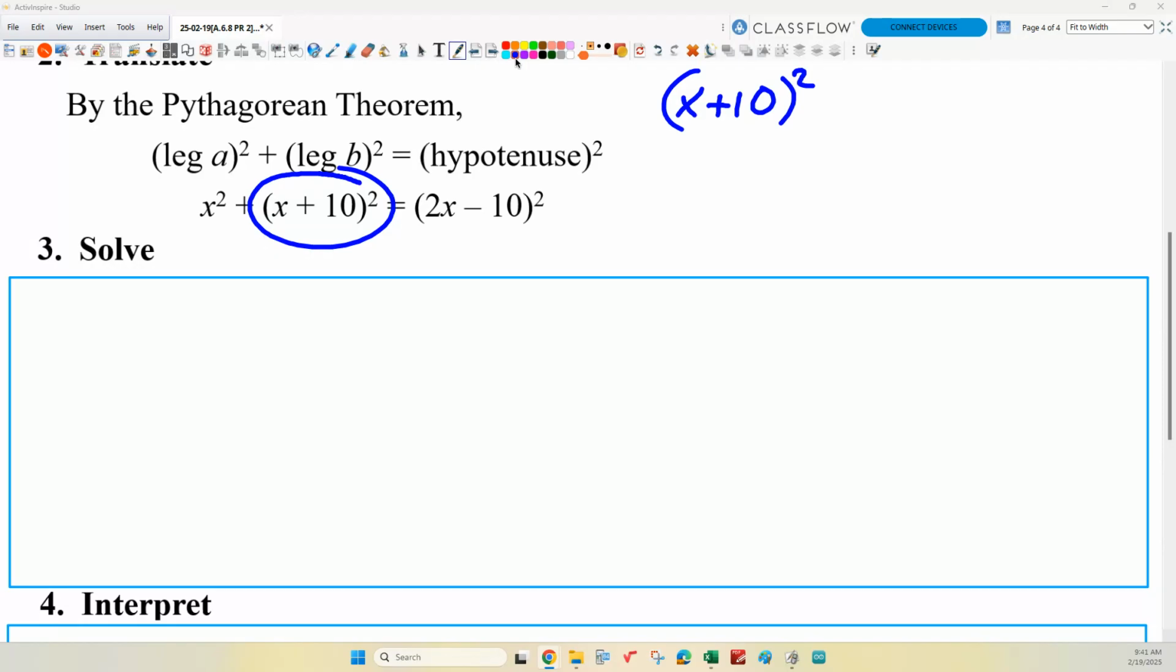Say that again? Plus what? Okay, but I can't just distribute. Remember, this is stuff that's been a while since we talked about this. But I can't distribute an exponent when I'm adding or subtracting, only when I'm multiplying. So what's one way to do it? Okay, so that's one way. I could just write this as x plus 10 times x plus 10, and I could FOIL it out, right? That's one way to do it.